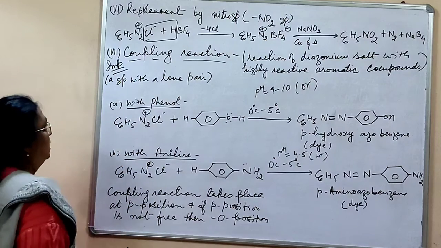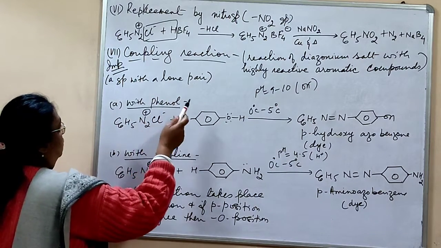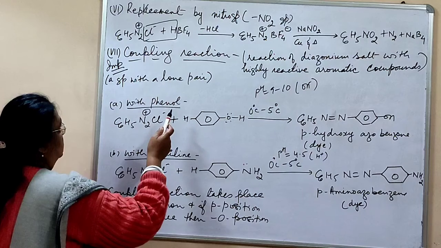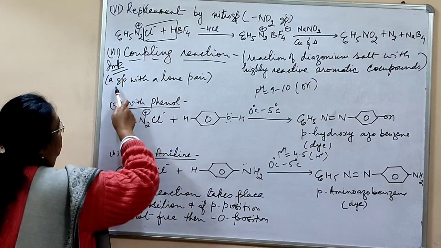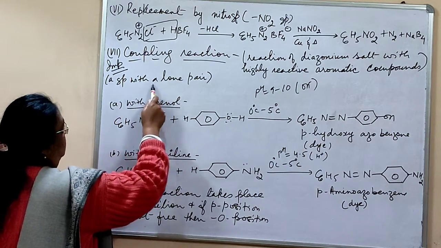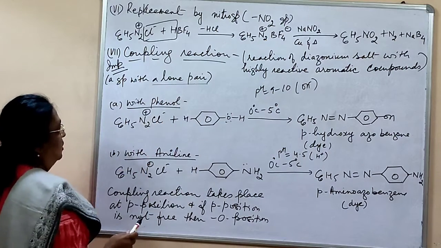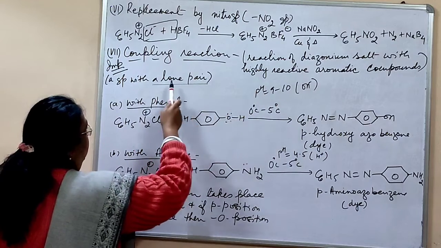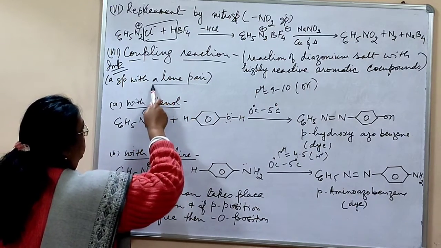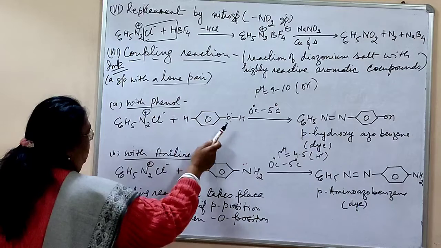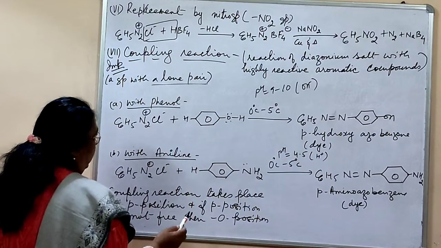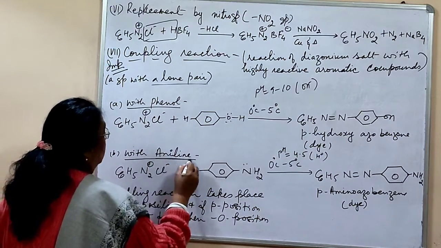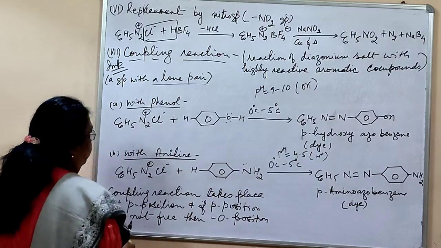Highly reactive aromatic compound means aromatic compound, that is benzene ring, is having a group attached to it with a lone pair in this. So examples of such groups which are highly reactive, in which the group is having lone pair, is phenol, you can see lone pair, and aniline. So this is aniline here with a lone pair.